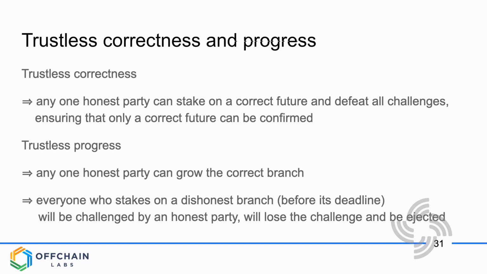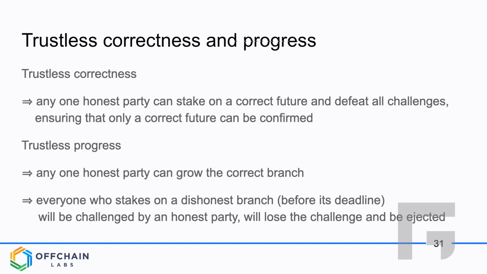Trustless correctness means that if any one validator is honest, the system will never go wrong. Any one honest party can stake on the correct outcome. They can win every dispute, kill off everybody who's wrong, and take their stakes, and then the correct thing will survive. So any one honest validator, and that can be you if you're concerned about it, can ensure correctness.